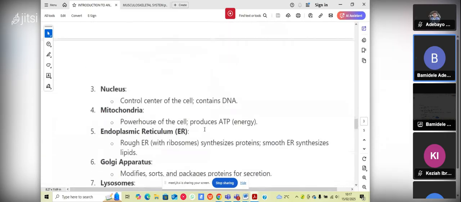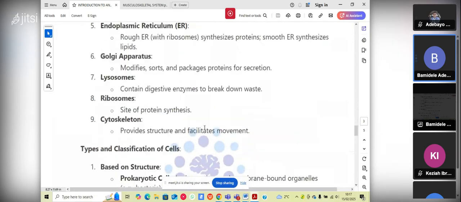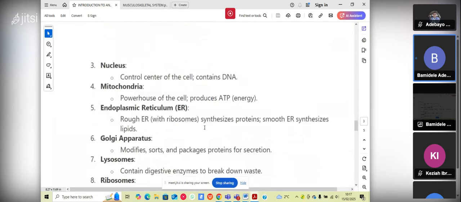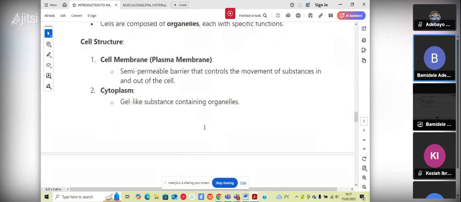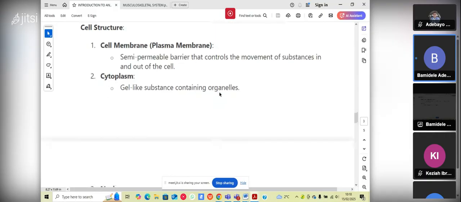And again, just to make it clear, some cells have other structures that are not listed here based on their specific function. For instance, the liver cell will have some structures that help it in the detoxification of the body, but they are not listed here. Generally, all cells have a membrane. All human cells have a cell membrane. That's the barrier that controls the movement of substances in and out of the cell. So the membrane is very important for the human body.